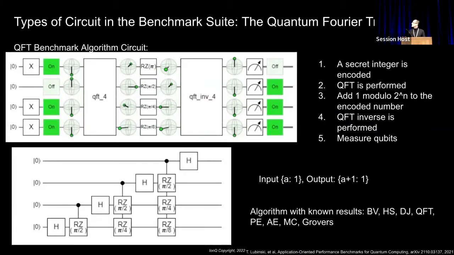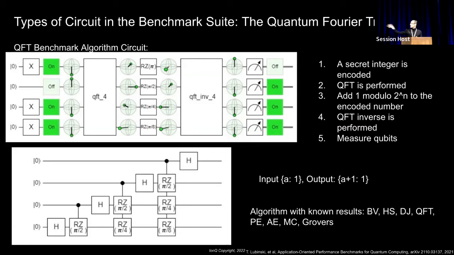So let's now dive deeper into the circuits in the benchmark suite for these 2 particular algorithms. The first one is QFT. The QFT circuit pretty much looks like this. First, a secret integer is encoded into a bit string, and we perform QFT. And then we add 1 to the encoded integer, and we perform inverse QFT, and we measure the qubits.